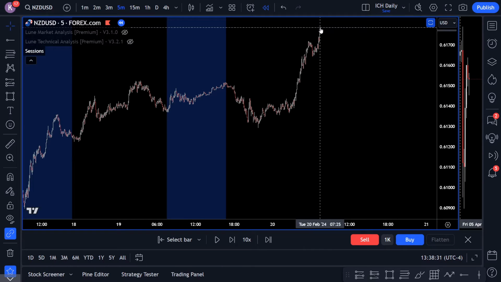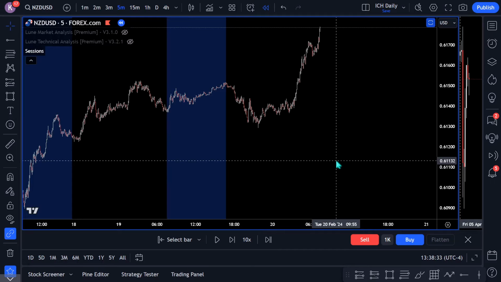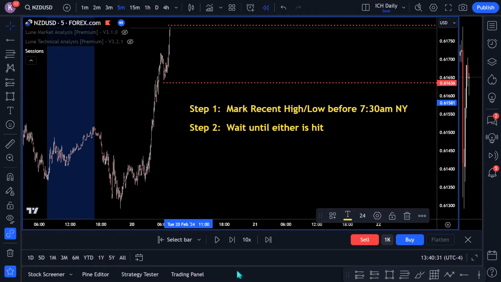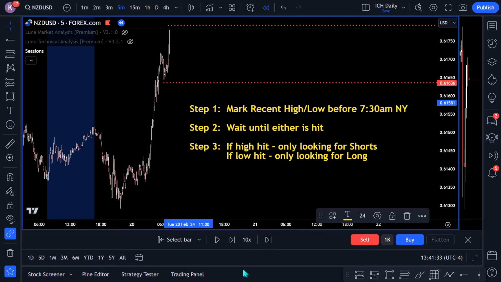Right before 7:30, you want to mark out the recent high and the recent low. You can either watch the chart or just set an alert. We're not going to do anything until either the high or the low is hit. Remember, we're looking for manipulation. So if the high is hit, we're only going to look for short signals. And if the low is hit, we're only going to look for long signals.